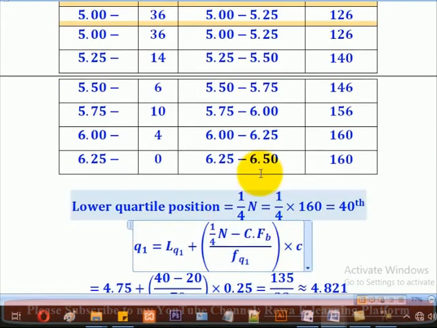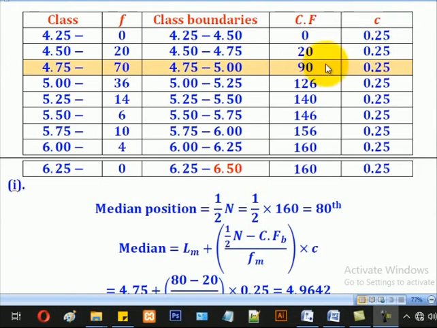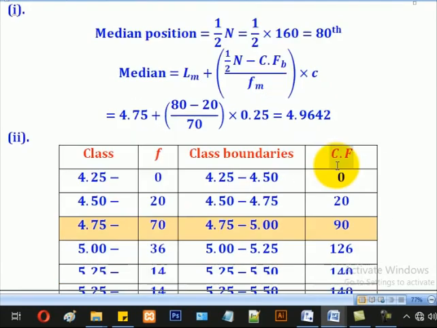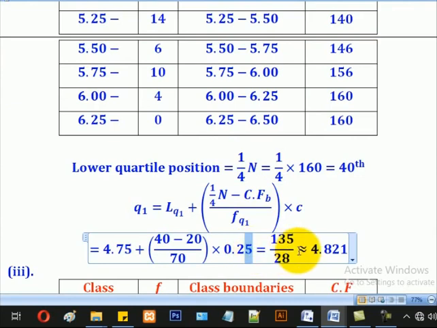C denotes the class width of the quartile class, and we already saw that it is 0.25. So 0.25, you put it here. When you use a calculator, you'll get 4.821. So that is how they calculate the lower quartile.